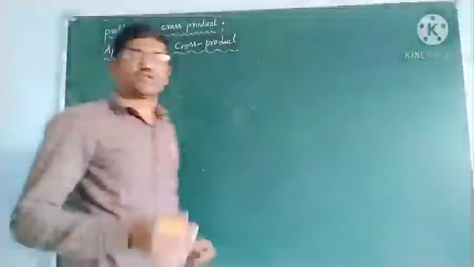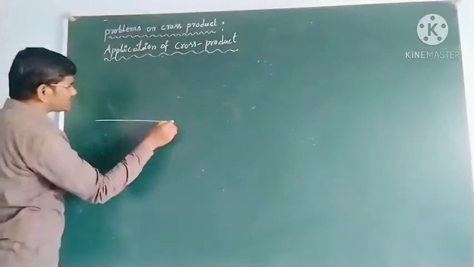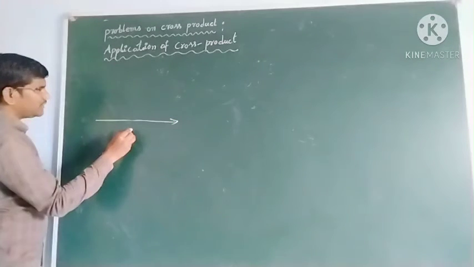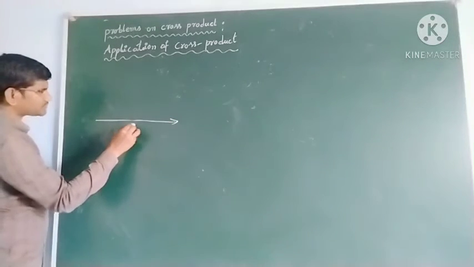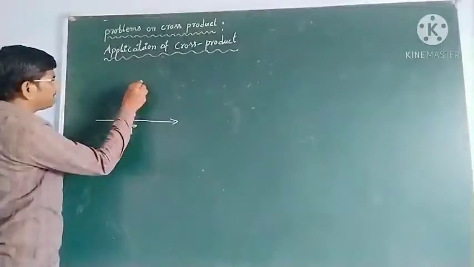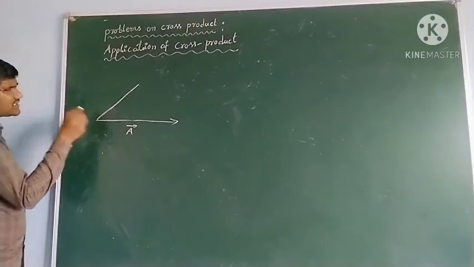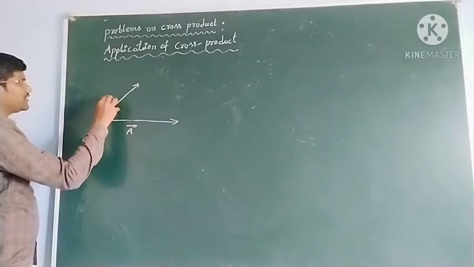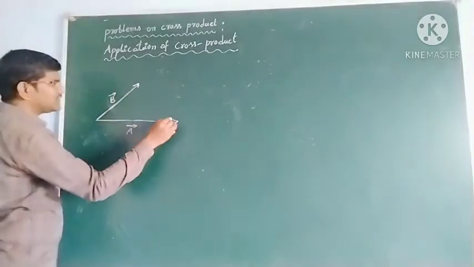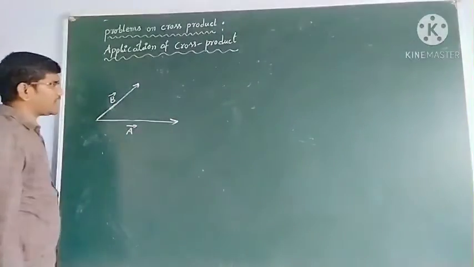Okay. So now see, consider that A bar and B bar are the two vectors acting along the two adjacent sides of a parallelogram. This is B bar vector and this is A bar vector, which are acting along the two adjacent sides of a parallelogram.